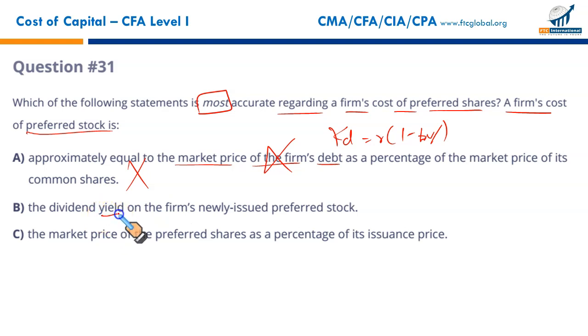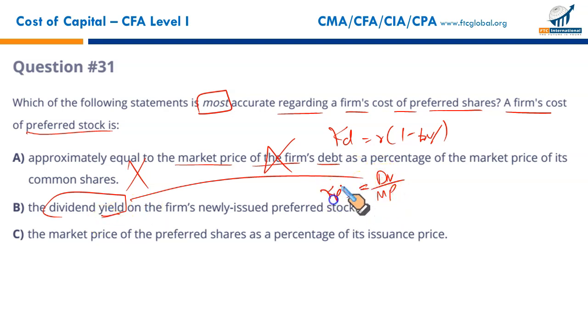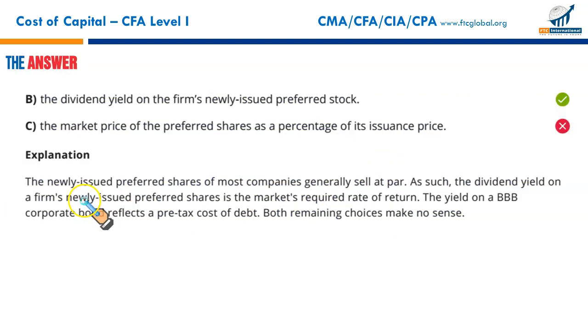The dividend yield, what is dividend yield only? Just forget about what the statement is. Dividend yield is the dividend upon market price, whether they are preferred stock or the common stock. So dividend yield is dividend upon market price. This is the cost of preferred stock. He's just tested the formula. So dividend yield on the firm's newly issued preferred stock, dividend upon market price. Perfect. Need to look no further. B is the right answer. B it is.